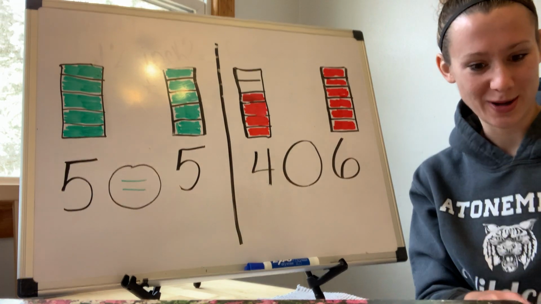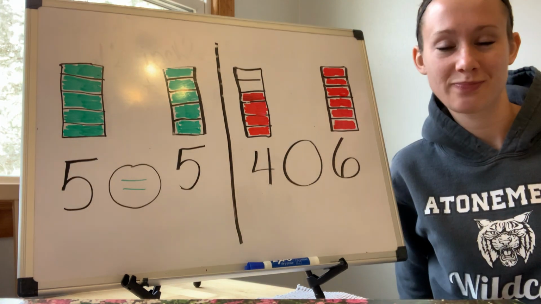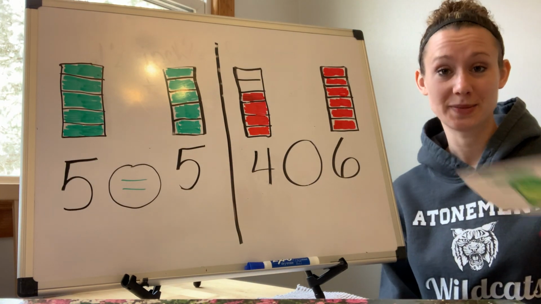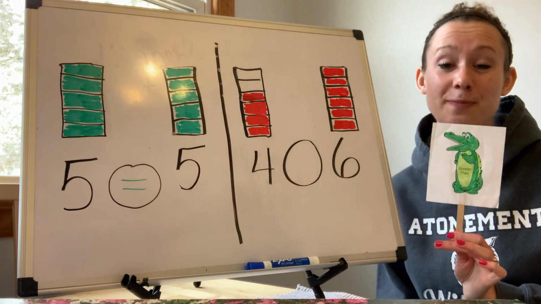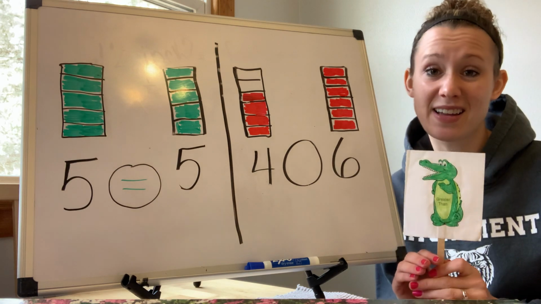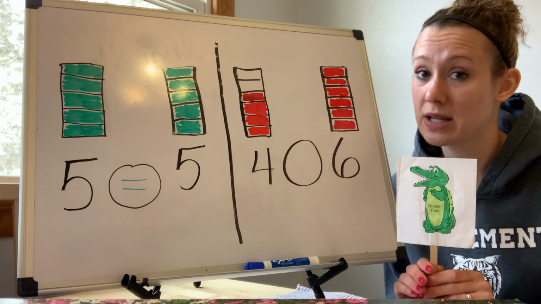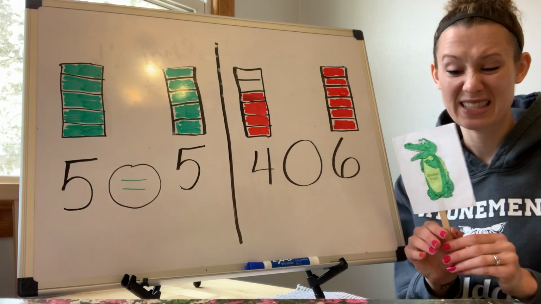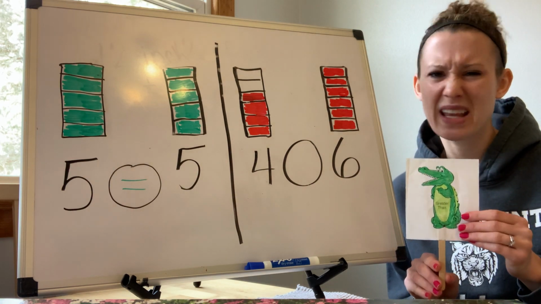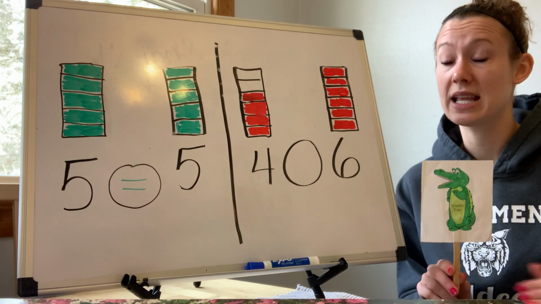Now here's the fun part. I brought a little friend with me. His name is Mr. Alligator. Here he is. Now, he's two-sided because he only wants to eat the number who is bigger. Because he is hungry, he's not going to want to eat a smaller number. He wants to be full, so he wants to eat the bigger number.